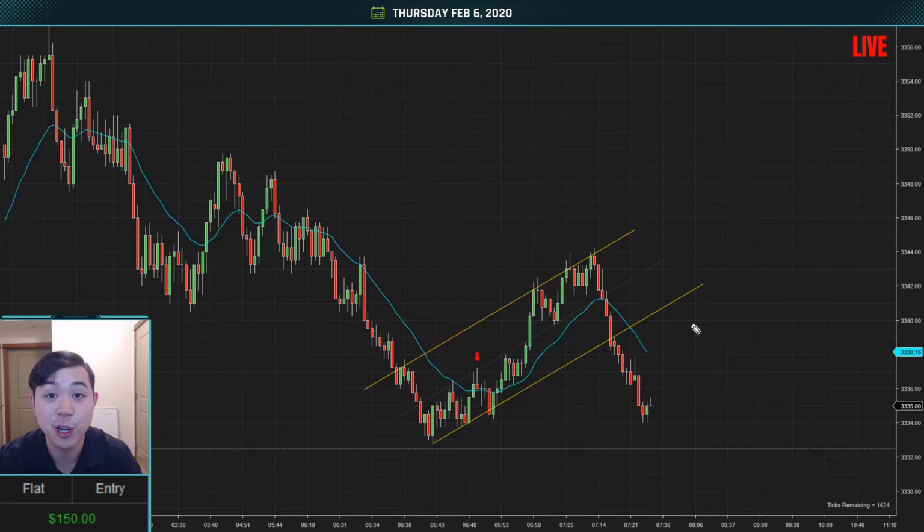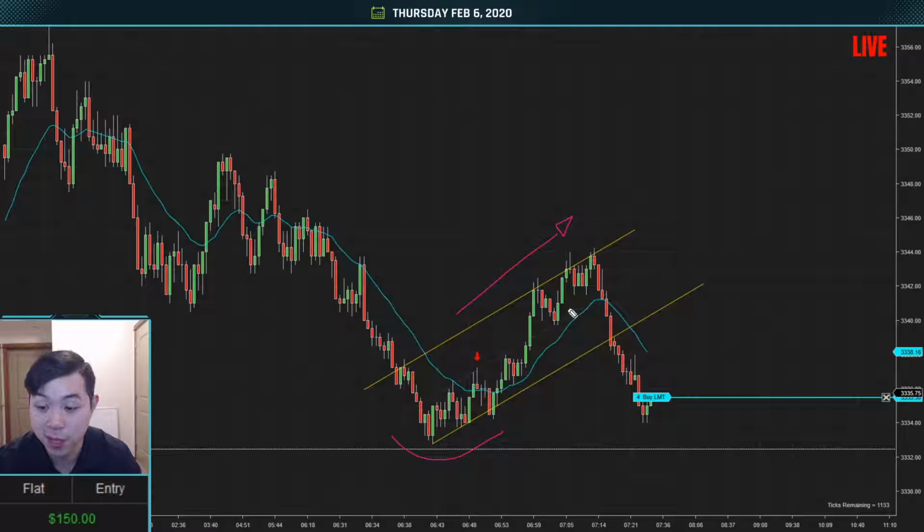So it's been about 40 minutes since our last trade, and as you can see, prices bottomed there and actually started to reverse and become bullish. So now that we are in a bullish trend, I'm going to be looking for the opposite. I'm going to be looking for pullbacks to buy.